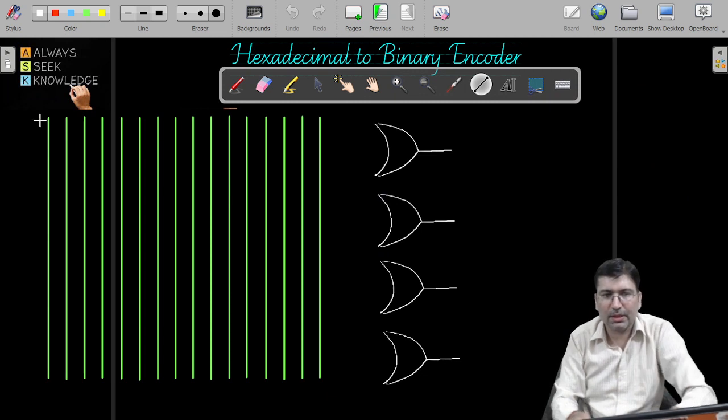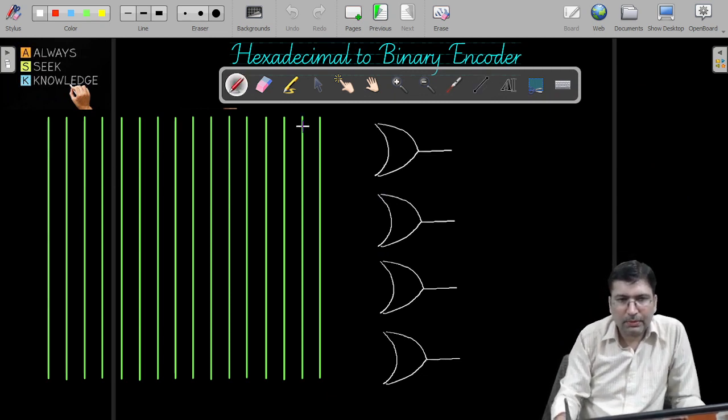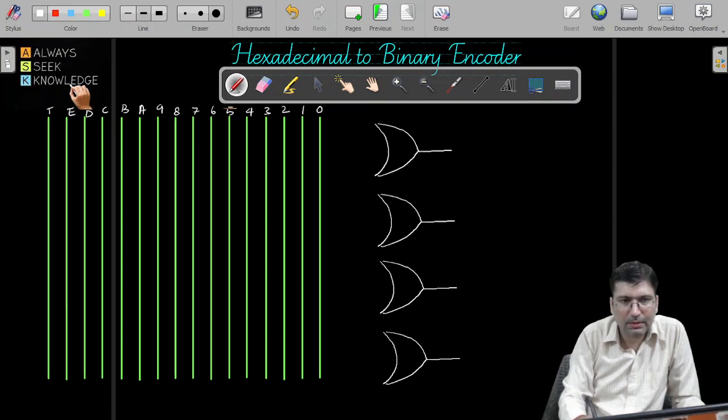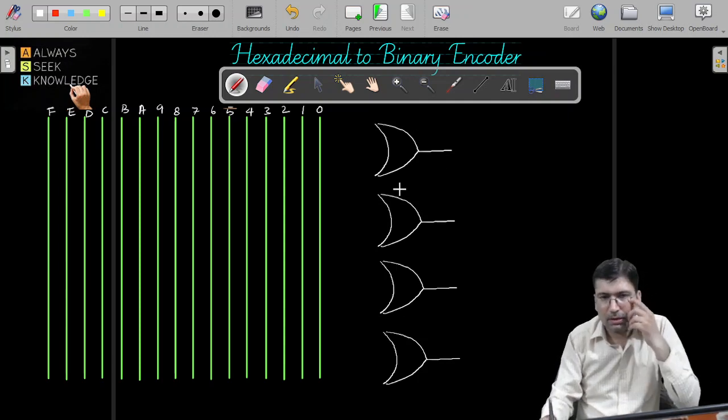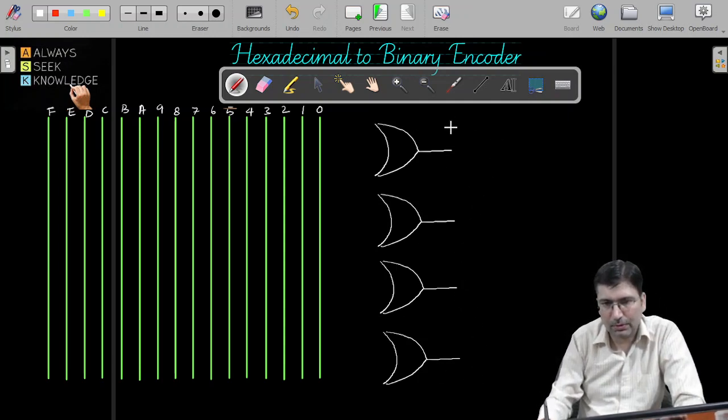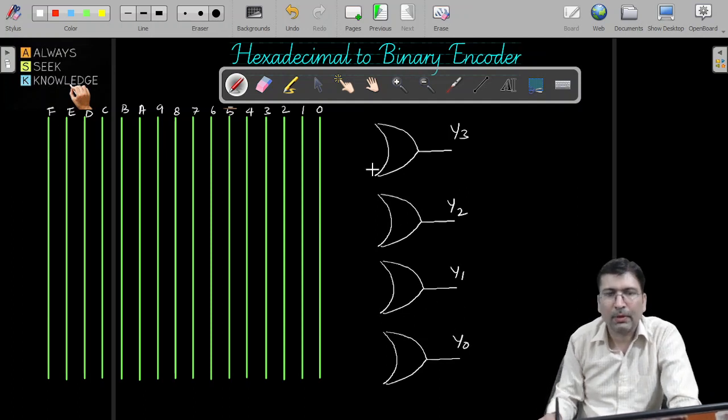So we can see that there are 16 input lines like this I have drawn. We can give them number from 0 to F. So this is 0, 1, 2, 3, 4, 5, 6, 7, 8, 9, then A, B, C, D, E, and F. Now these are the outputs which we are going to represent. So let's say this is Y3, Y2, Y1, and this is representing Y0. Now we connect all this.